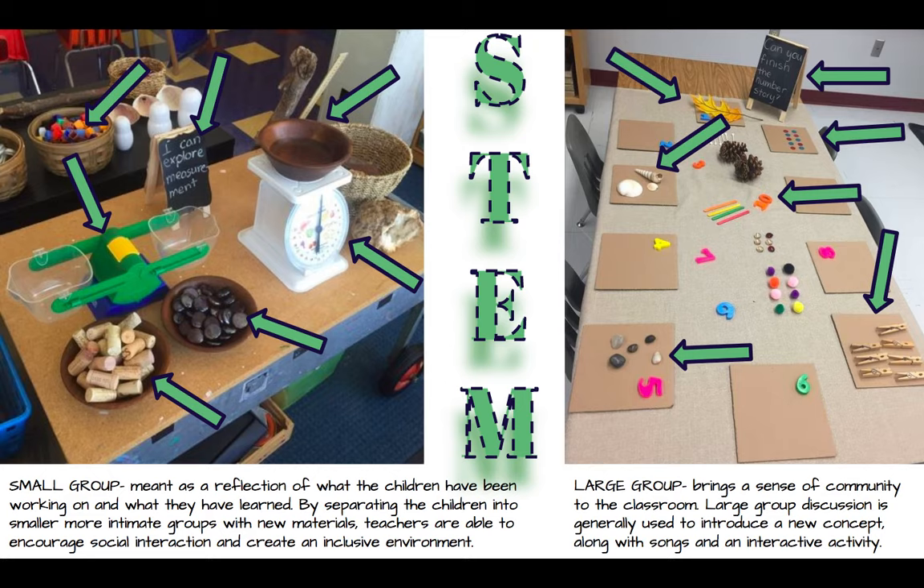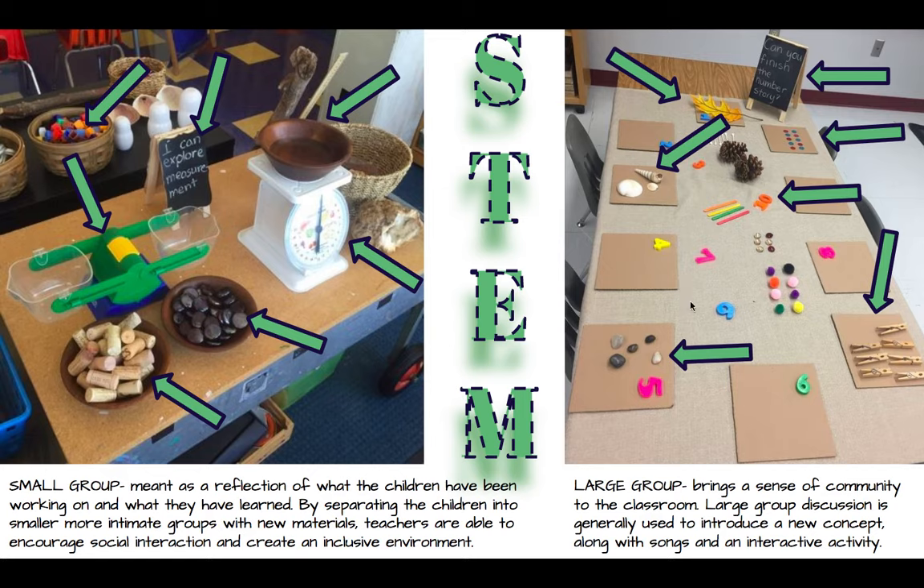Here are two important STEM activities that you can incorporate as well. On the left, we see a small group activity where kids are weighing different items and comparing them. We've got corks and pebbles, a larger scale with a larger rock, and a bowl where kids can actually weigh the rock itself. We have an explanation board and also other materials off to the side where children can use them. Small group activities are very important because they're meant to reflect what the children have already learned and what they're working on. By doing so, teachers are able to encourage social interaction and create a more inclusive environment.